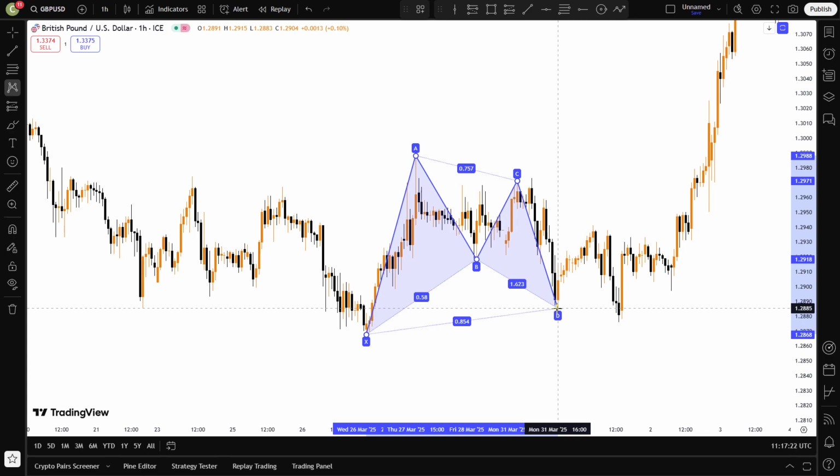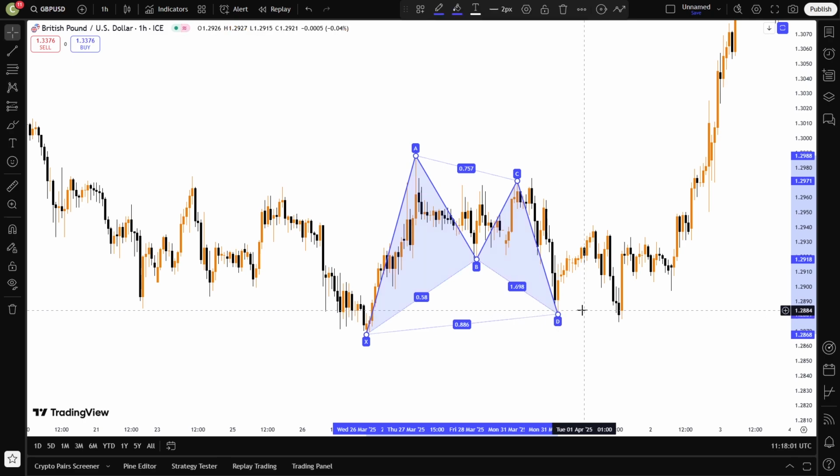And one thing you should know is when you're placing the leg D, the ratio between the X and the D should be 0.886 or 88.6%. And in this, I'm going to try as much as possible to place it at a point where we have the 0.886. And there we have it. So what do you do next?